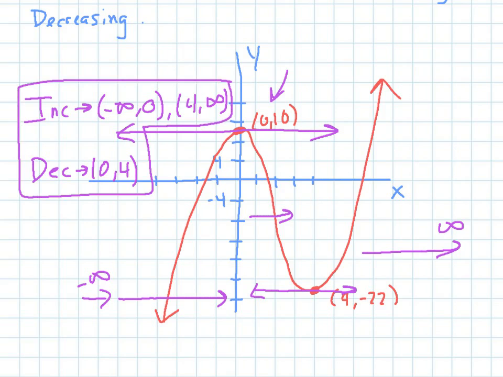So notice that the spots where they stop increasing and decreasing are where the mins and maxes happen for your function. So those are critical points that we want to find for all our functions for this.